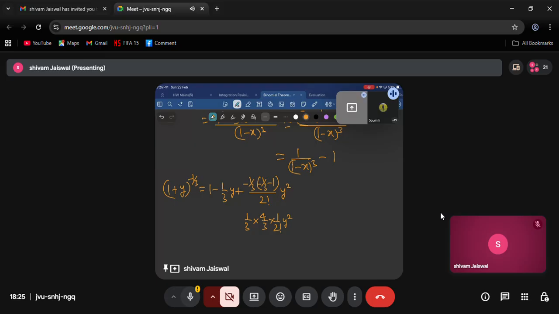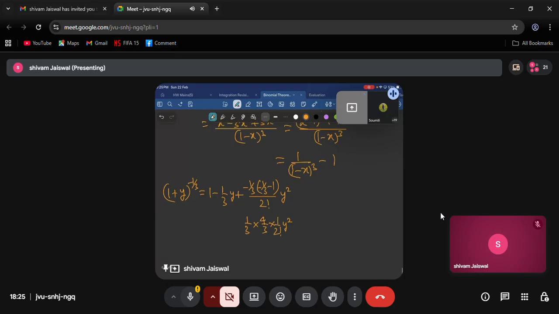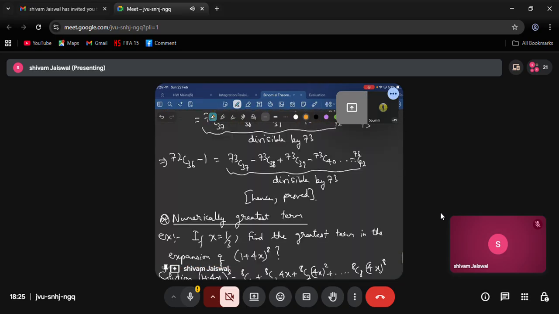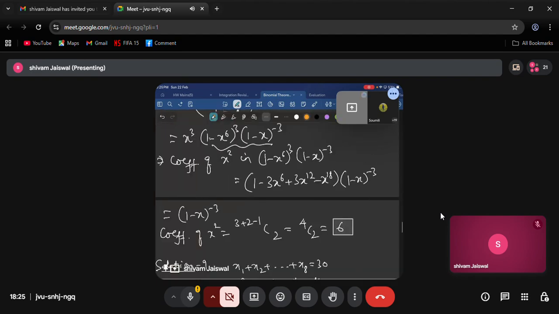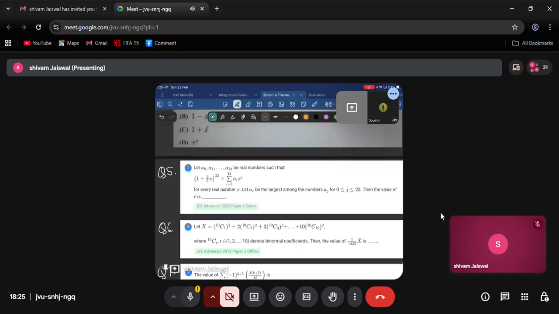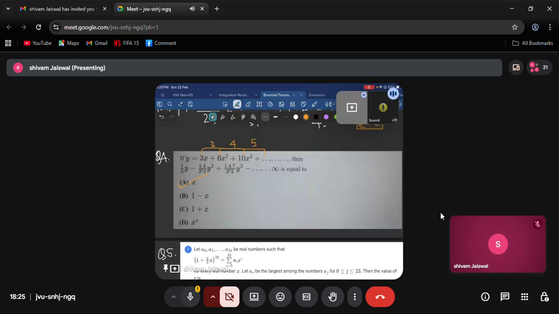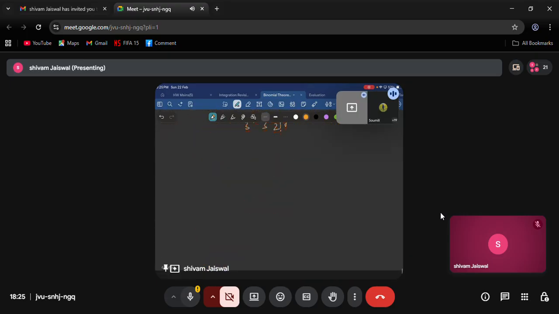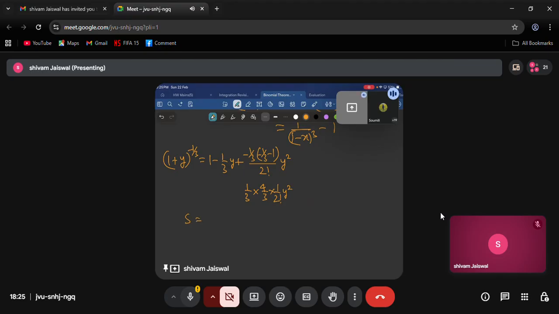Okay. So it is coming, I guess, 4 by 3 square into 2 into y square. Let's see. I'm just checking. 4 by 3 square into 2 into y square. So it is coming. Can you understand? So this is our series. Are you getting? So if this is S, I need to find out the value of S only. The second series is nothing but 1 plus y whole to the power minus 1 by 3. Tell me, are you getting, Shamili?